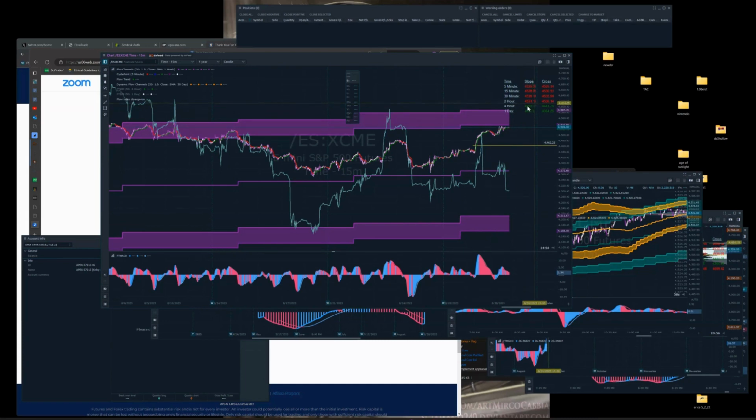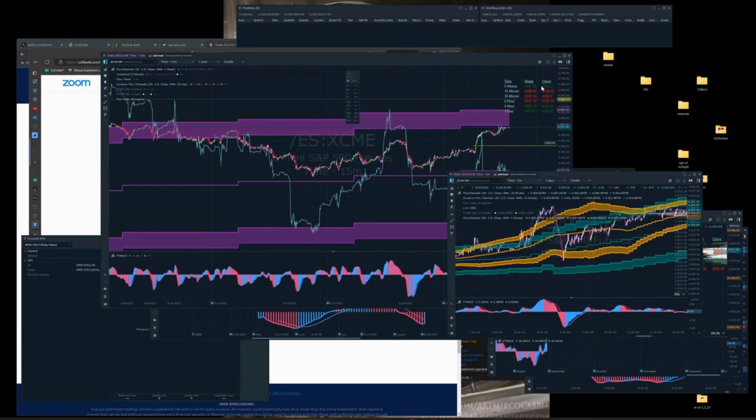Yes, they'll be mismatched. As long as they're mismatched, right? So if it's red here, green here, green here, red here, green, it doesn't matter as long as they're not matching. You know what I mean? And in that instance, what you want to do is follow your 15 and your 5-minute MACD.